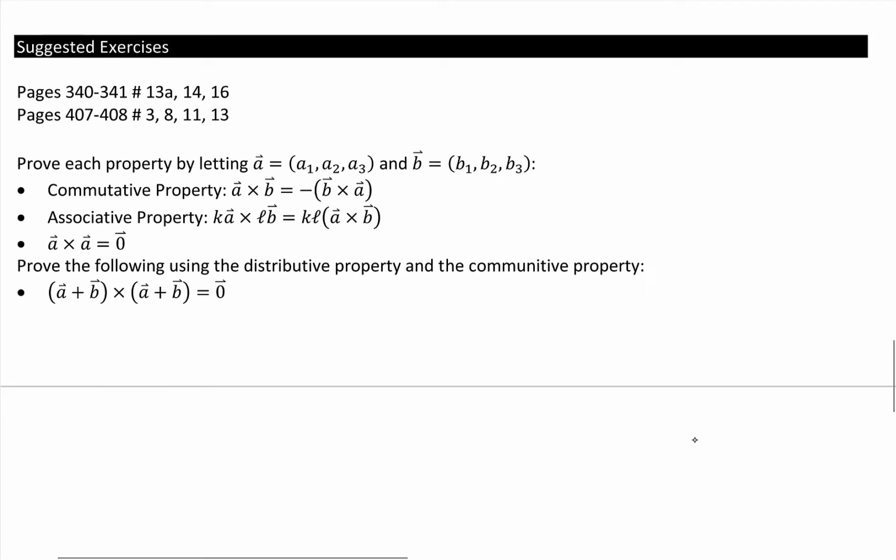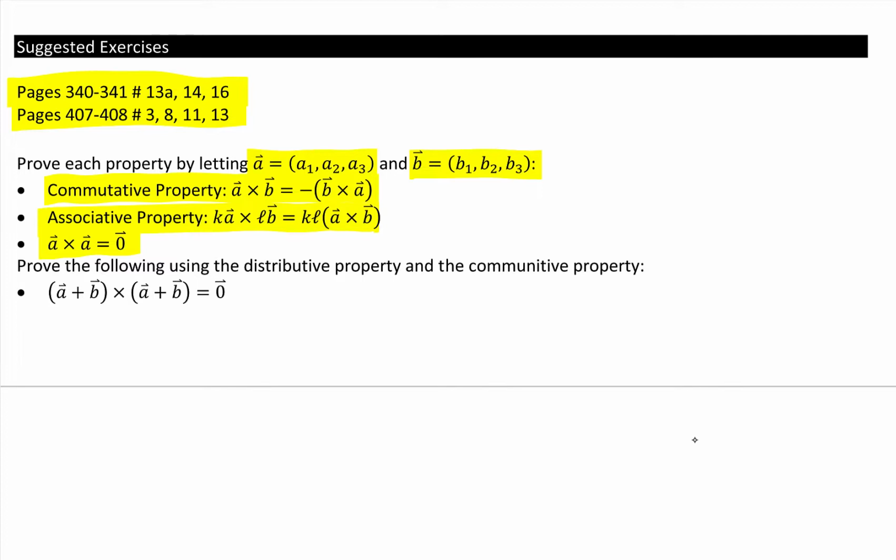So I'd like you to work on the following questions from your book first. And then I proved the distributive property, but I'd like you to prove the commutative property using vectors A and B shown here. Prove the associative property using the same vectors, and also prove that A cross A is equal to the 0 vector. So you can use the formula for the cross product and the components and see what happens.